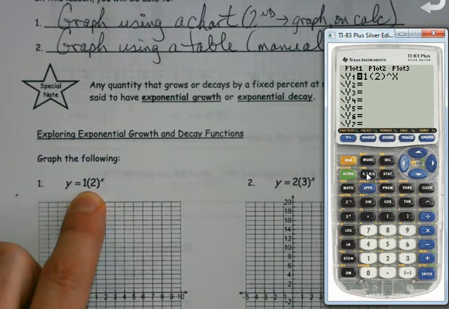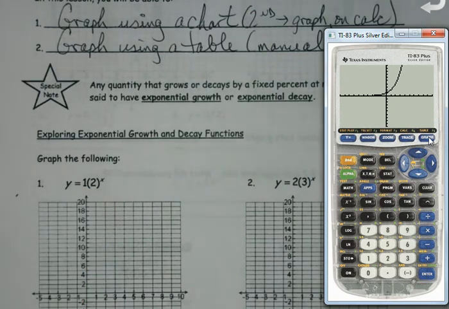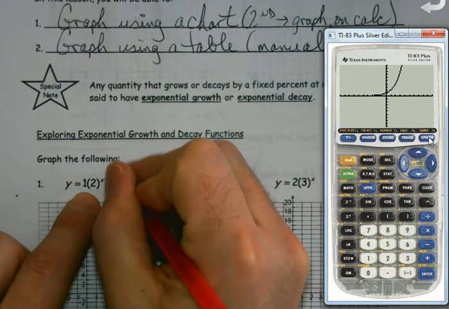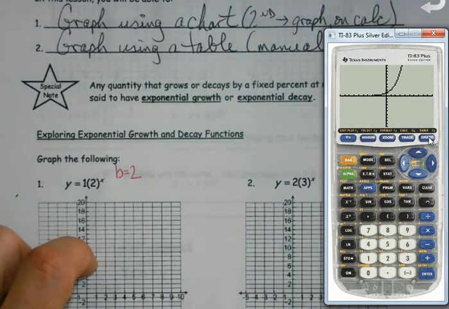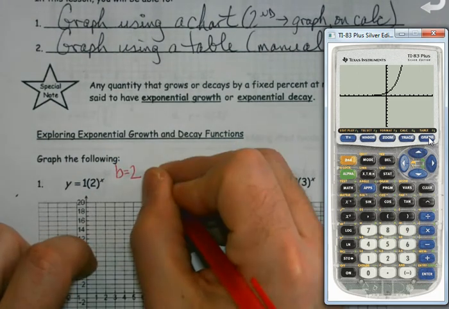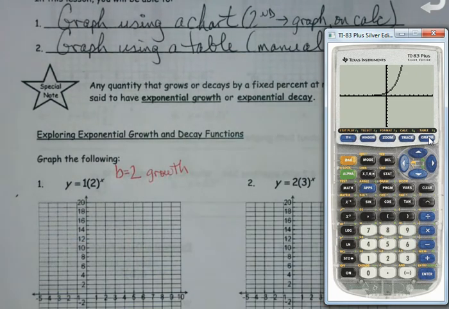What my finger is pointing to and what you see on the calculator screen are one and the same. Let's see what the picture looks like. I get an upward curve, which would tell me it's growth, because here my b value, which is what determines growth or decay, is 2. That's why this is going up to the right. That's important for us to know, because if I don't have the calculator, I need to be able to get a mental picture of what this should look like.